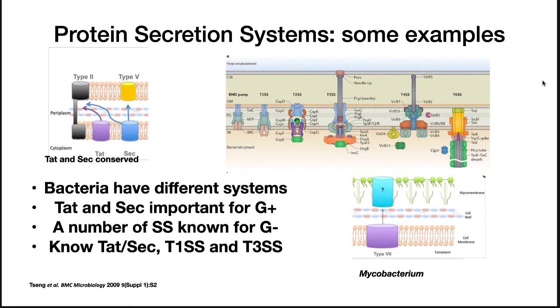Several secretion systems are known depending upon the bacteria. I want you to know that these systems are necessary for the transport of proteins out of the cytoplasm. TAT and SEC systems are important for protein transport in gram-positive cells. There are also type 1 to type 7 secretion systems in gram-negative cells. We will talk more about secretion systems in the module on infectious disease. For right now, I want you to know that they exist, that TAT and SEC are used in gram-positive bacteria, and that there are type 1 to type 7 systems also in gram-negative bacteria.